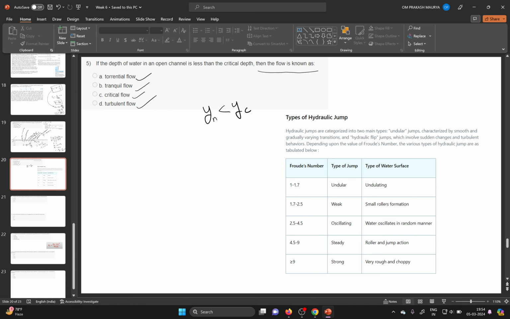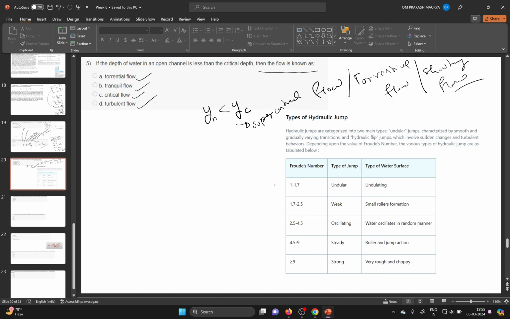The supercritical flow is also known as the torrential flow or the shooting flow. Here the depth is below critical depth, so it is supercritical flow. It is always called torrential because, as the name suggests, torrential means very high velocity. Torrential flow and shooting flow.